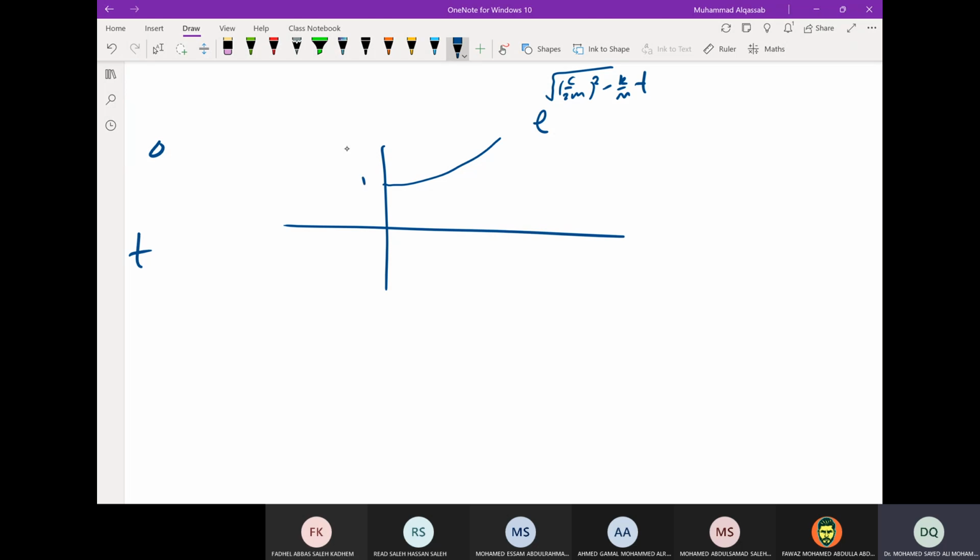So it is starting from 1, but it is increasing to infinity. And the other one is with the negative square root, I mean with the negative exponent.